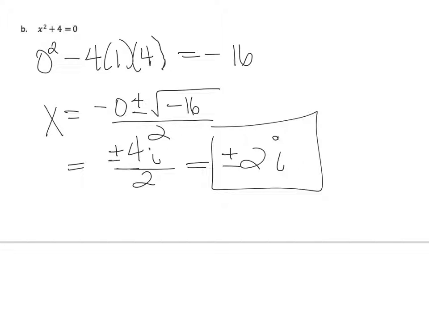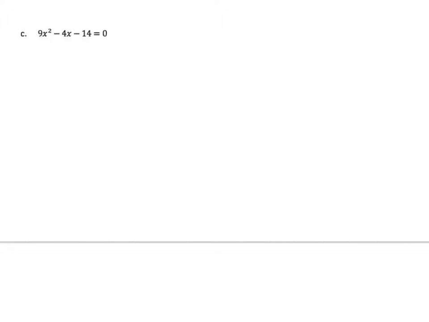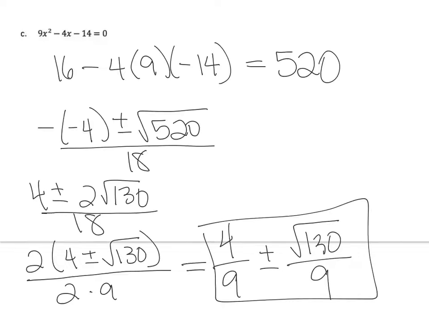Okay, let's look at B. I'm going to push pause and work on it. Here I have a discriminant that is negative, therefore I will have no real solutions. I will have two complex solutions, which I did in fact get. Next, let's try this one.